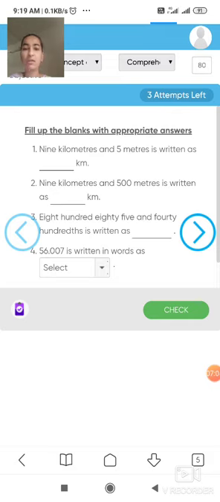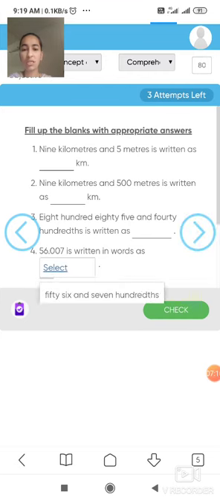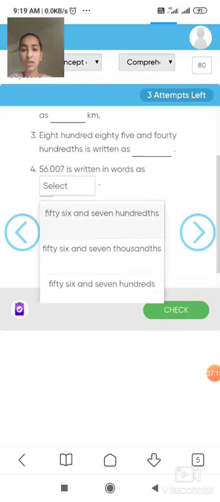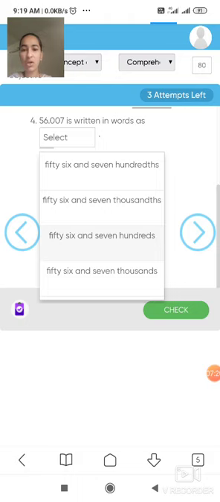Then 885 and 4000 is written as dash, and 56.007 is written in words as. Now here are the options from which you have to select which option is correct. Okay, pause this video and try to solve these examples. I will give some seconds for you to solve this.